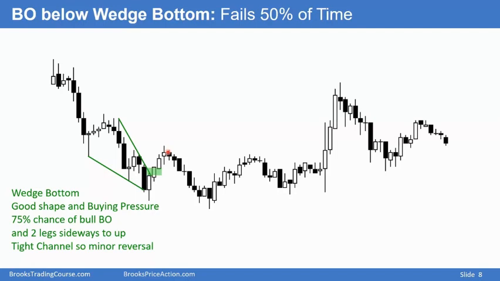In fact, here we did get 2 legs sideways, 1 pullback 2, but the pullback fell below the bottom of the wedge, and a lot of bulls will have their stops there, and they'll get out. Other bulls will say, 50-50 chance it'll reverse back up again, which it did. So we have a wedge bottom, a bear breakout, 50-50 chance you'll get a swing down, 50-50 chance you'll get a reversal up.